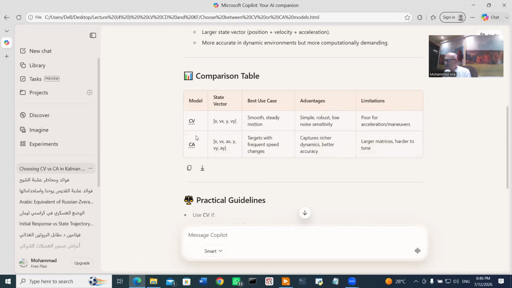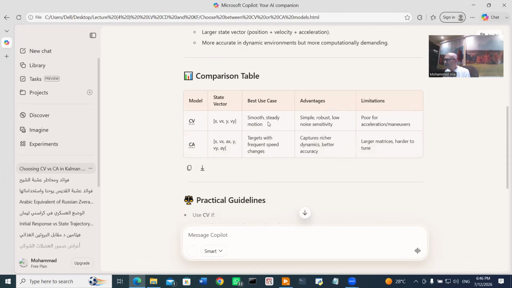If we talk about constant acceleration, we have three variables because we have axis x, velocity at axis x, acceleration at axis x. These are three variables, and likewise for y: position, velocity at the y-axis and acceleration at the y-axis. So now we have 3 and 3, 6 variables.